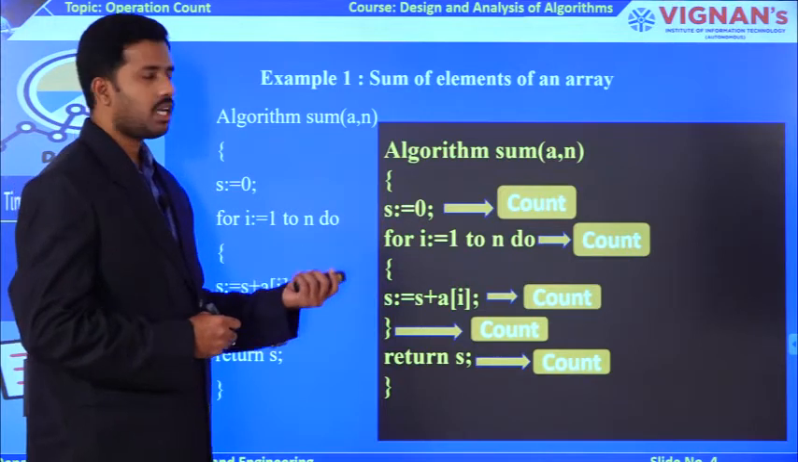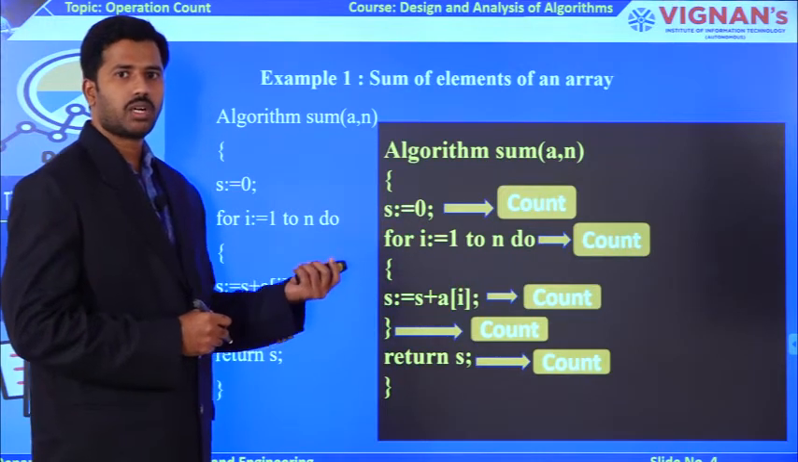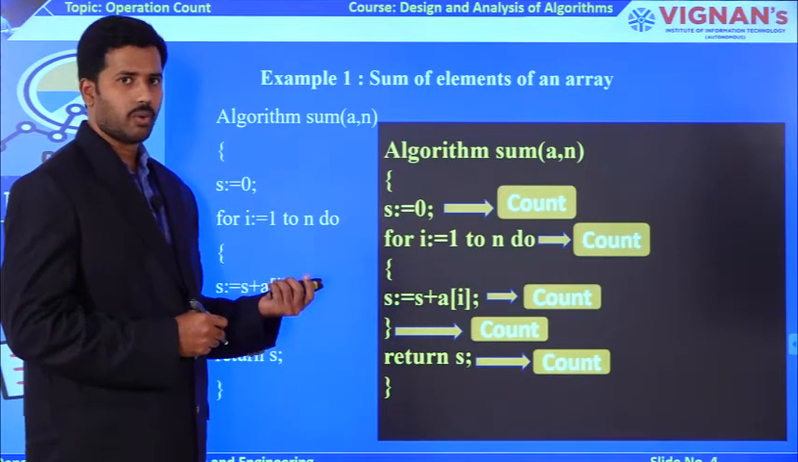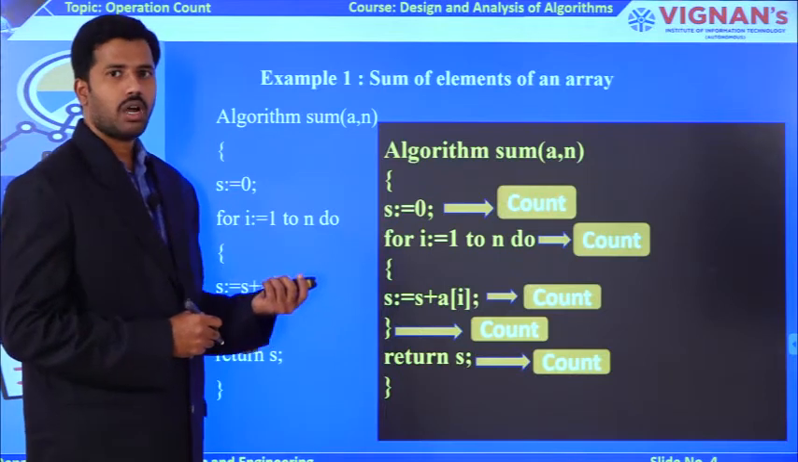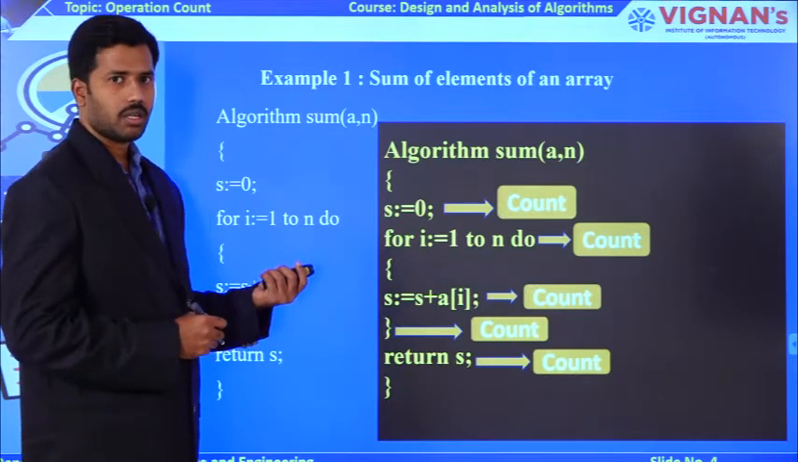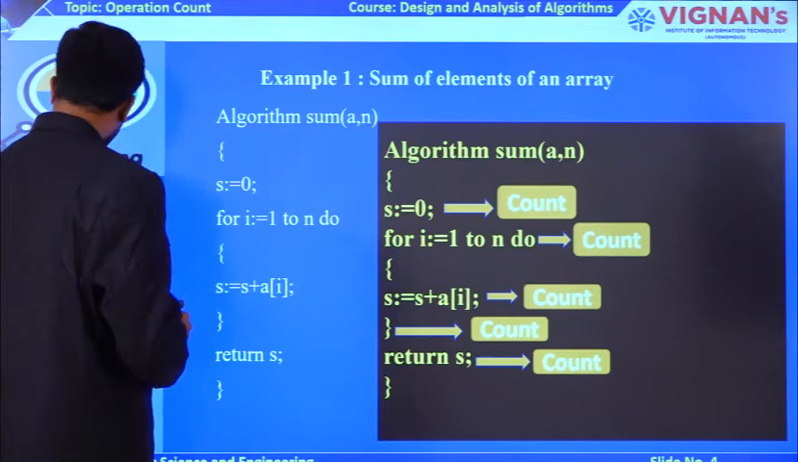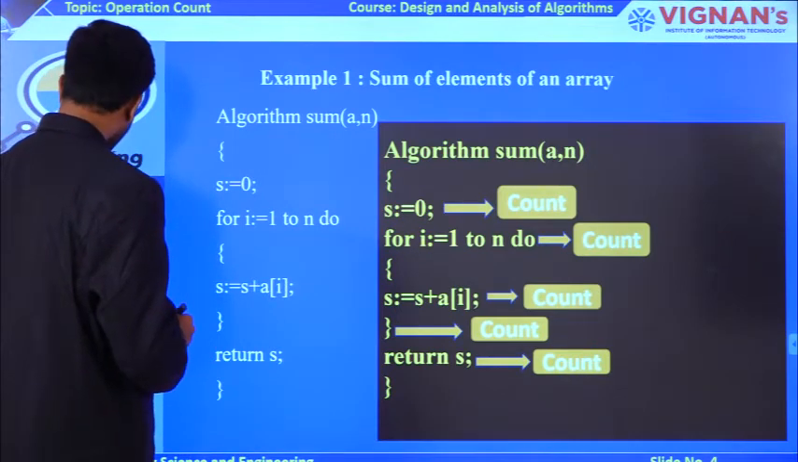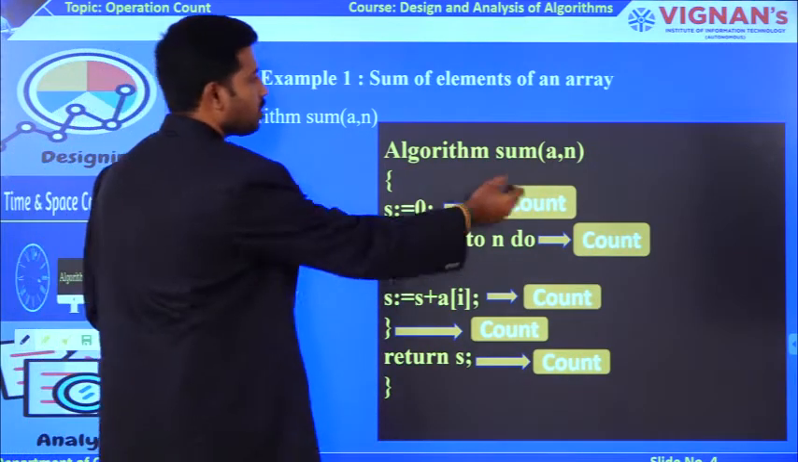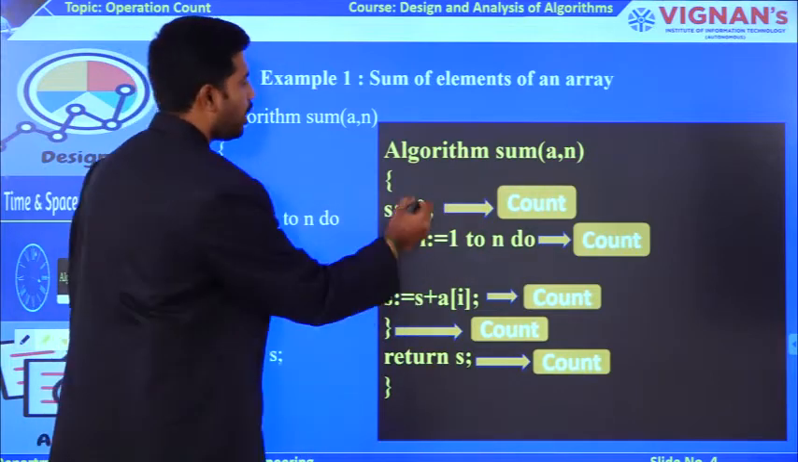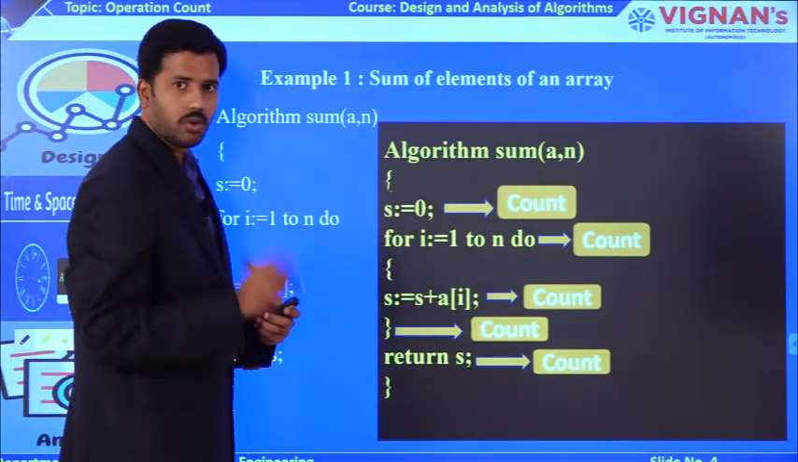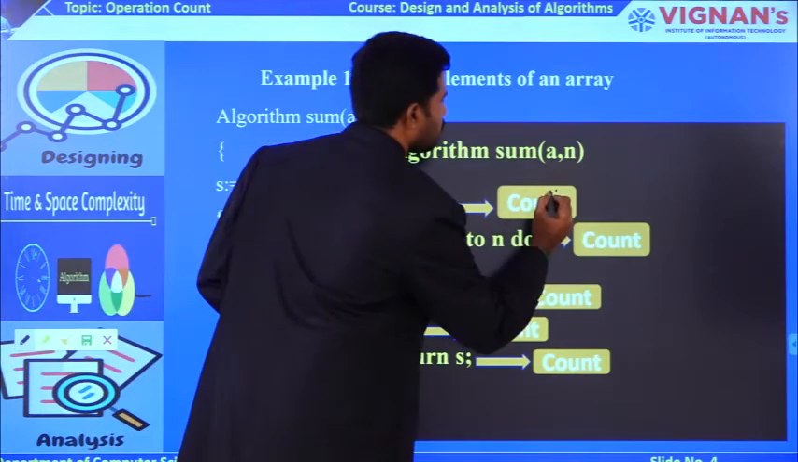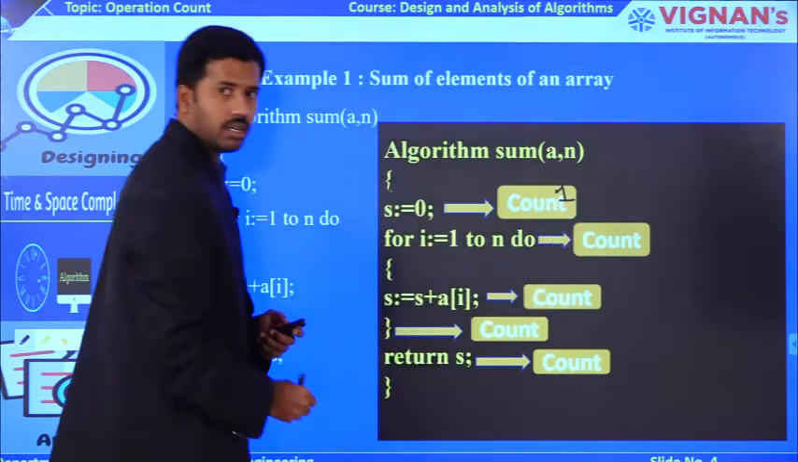Now initially, what value is available in the count variables? 0, right? Now we focus on how to update the count variable. Tell me how many times the first count variable is incrementing. How many times are you initializing S? Only one time, right? So the value in the count variable is going to be 1.